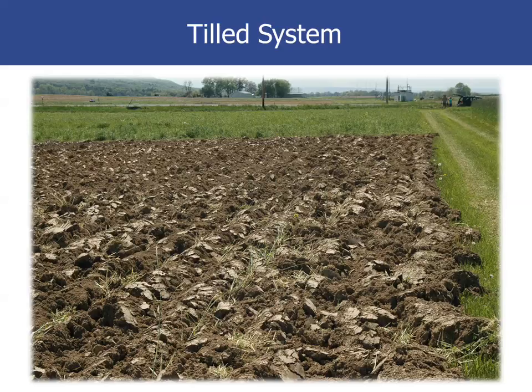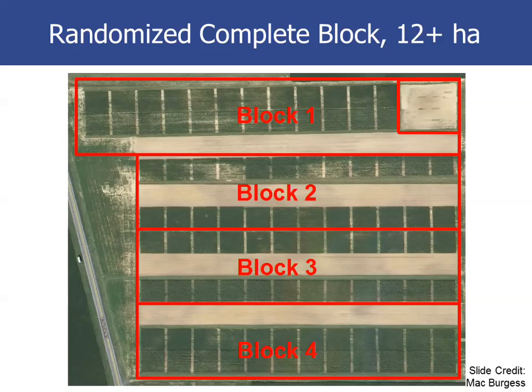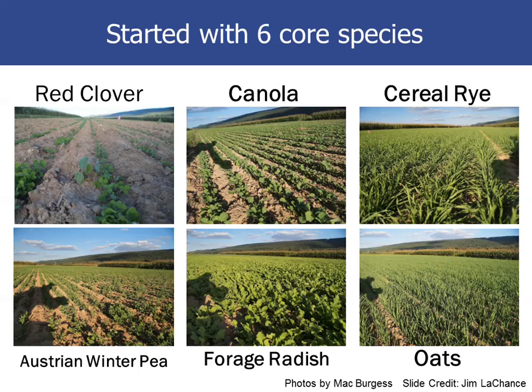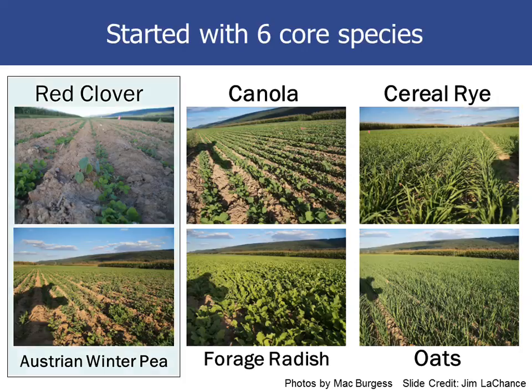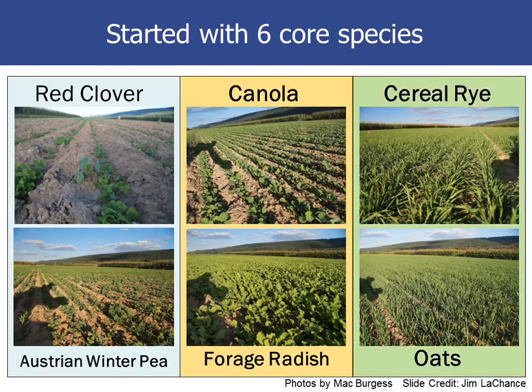It is a tilled system since it's an organic system, and we have a randomized complete block design with fairly large plots that come out to about 12 hectares in total. Okay, so how did we make our mixtures? Well, we started with 6 core species. We have our 2 legumes, red clover and Austrian winter pea. We have 2 brassicas, canola and forage radish. And then we have 2 grasses, cereal rye and oats.